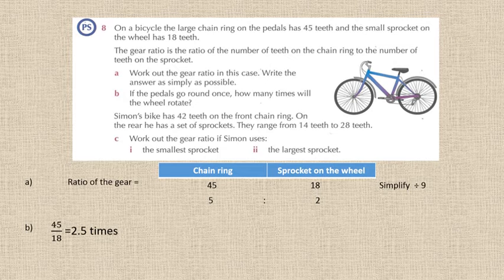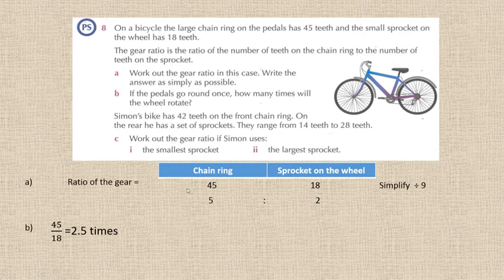Okay, so the story continues. Simon's bike has 42 teeth on the front chain ring. On the rear, he has a set of sprockets. They range from 14 teeth to 28 teeth. So question number C here, it's asking you to work out the gear ratio if Simon uses number I, the smallest sprocket.